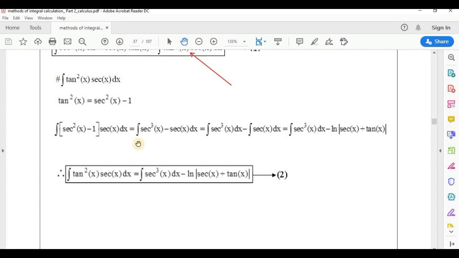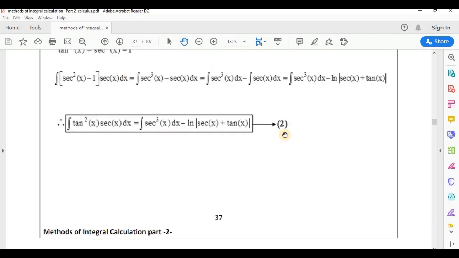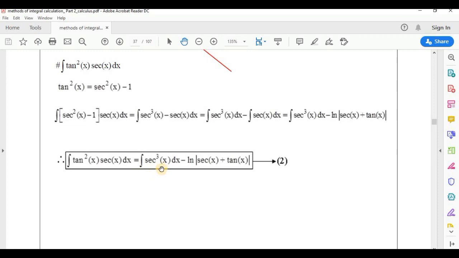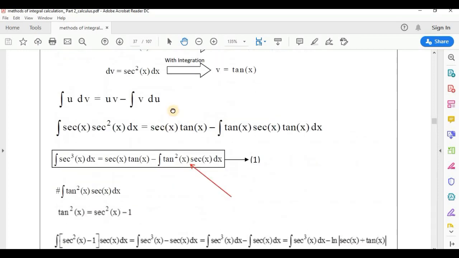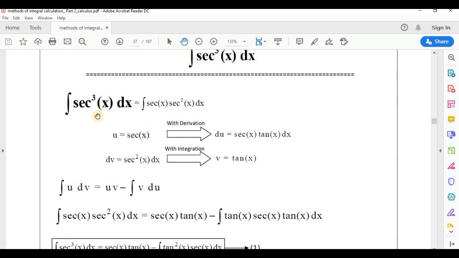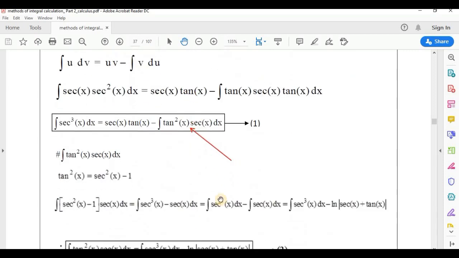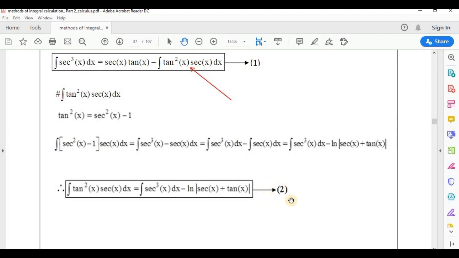By using the integral properties, distributing the integral to the function, we will get this result. It will be equal to integral sec to the power 3 x dx minus integral sec x. It will be equal to integral sec to the power 3 x dx minus, what is the integral of sec? It will be ln of sec x plus tan x, and we will call this equation number 2. Notice here we have integral sec to the power 3 x dx, and also in the question we need to find the integral of sec to the power 3 x dx. What we will do? We will put the result integral from equation number 2 into equation number 1.